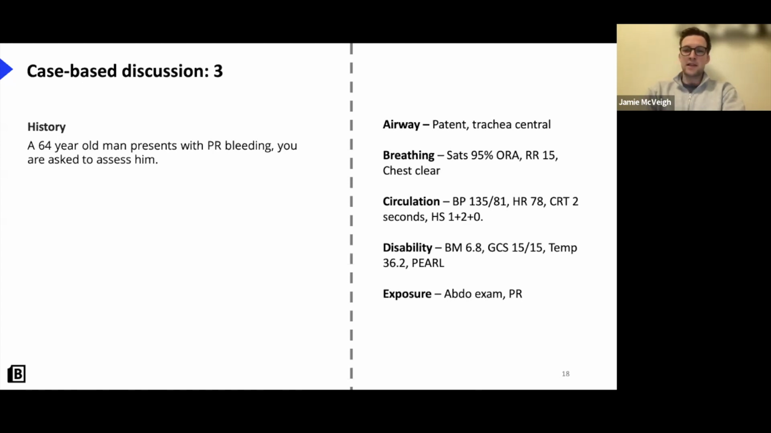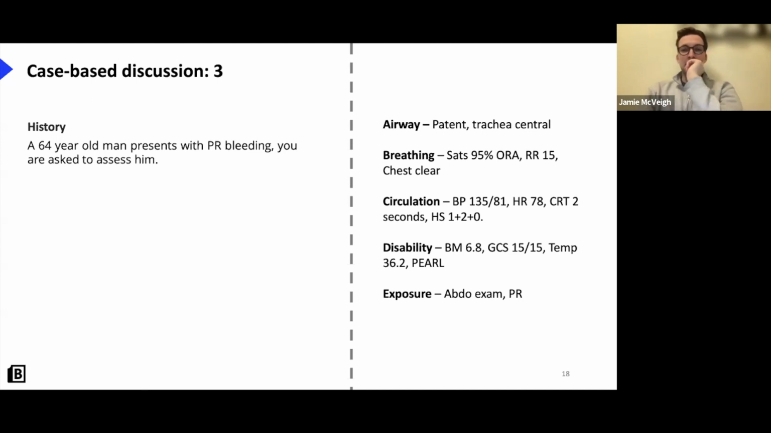Again, nothing seen on D. And then exposure. You do an abdo exam. His abdomen's very nice, nice and soft, not tender at all. Bowel sounds are present. And you do a PR, okay? And on the PR, you see there's a bit of fresh red blood. And he's got some external hemorrhoids that you can see, some skin tags. And it's not tender when you perform the PR, okay?